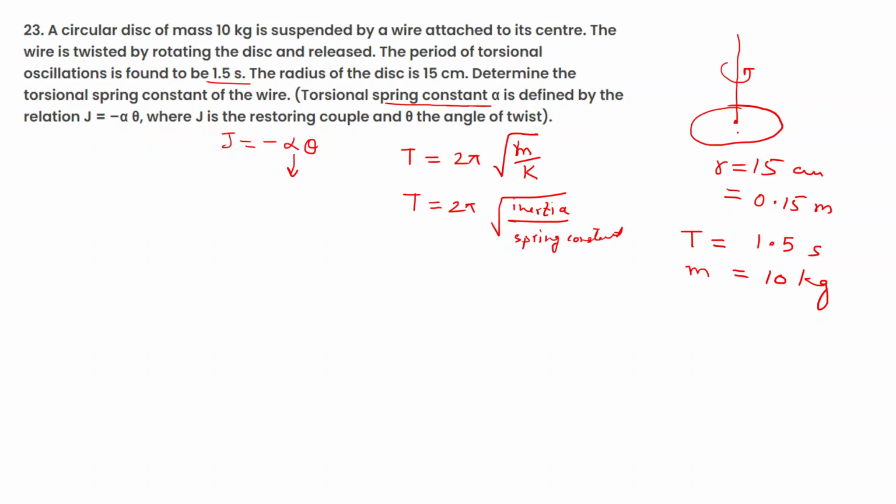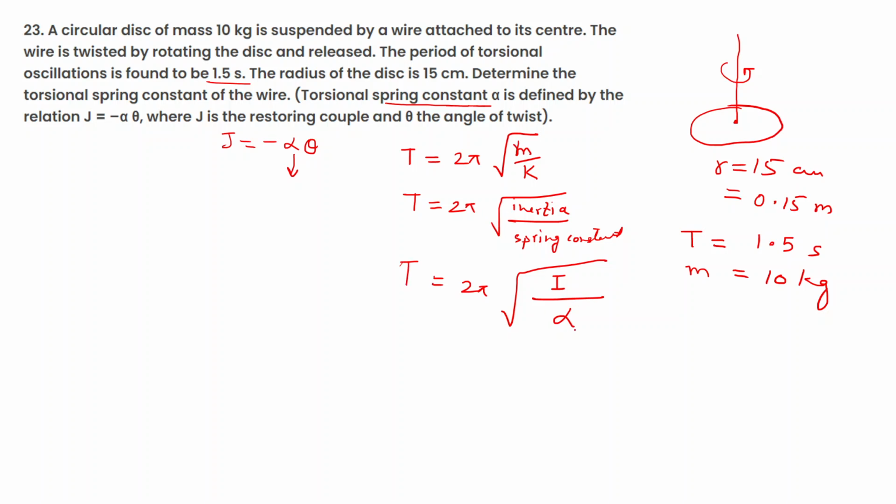But for this torsional pendulum, since it's rotational motion here, we know the rotational analog of mass is moment of inertia. So here this inertia will be due to the moment of inertia, which we had discussed in earlier sessions, and the spring constant is alpha. This is the torsional spring constant actually. So we need to find this I, T we already know, then we will be able to find this torsional spring constant.